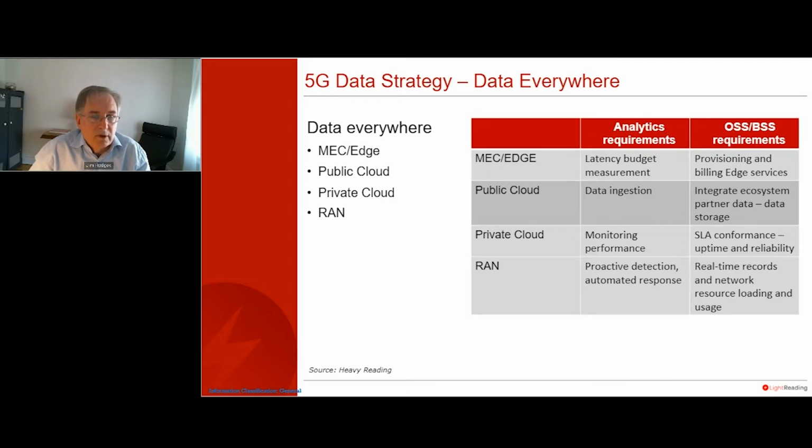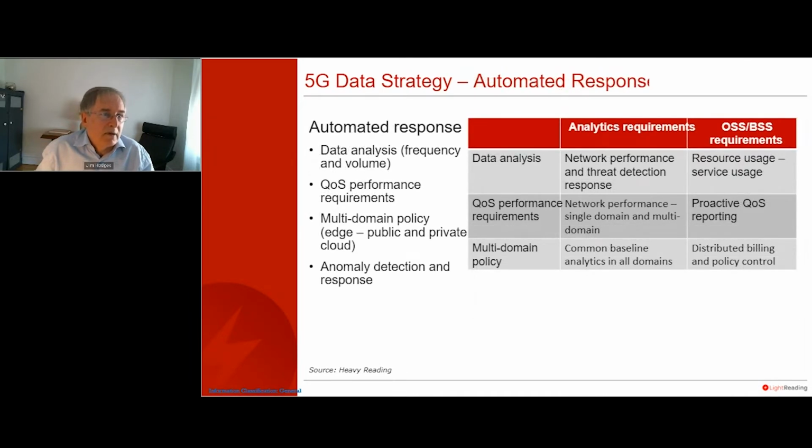But clearly, as we move to the distributed RAN, we also have to think about how, on the OSS side, we keep real-time records in terms of things like network resource loading, because we're using different distributed and common resources for running RAN functionality. So a number of considerations in terms of data everywhere. Also, automated response, as I said, that's a key part of this as well.